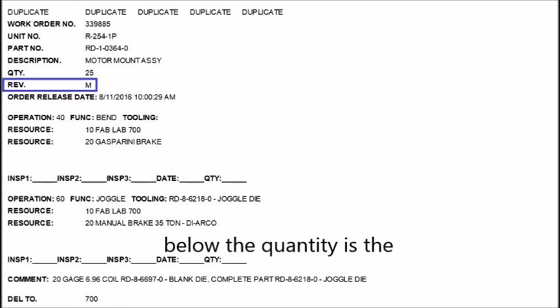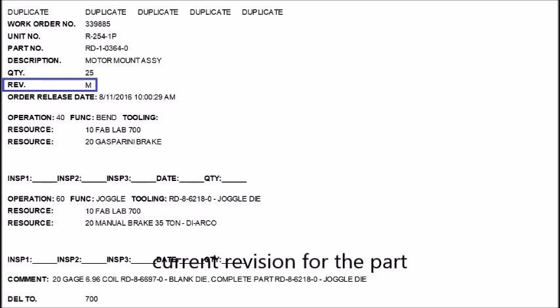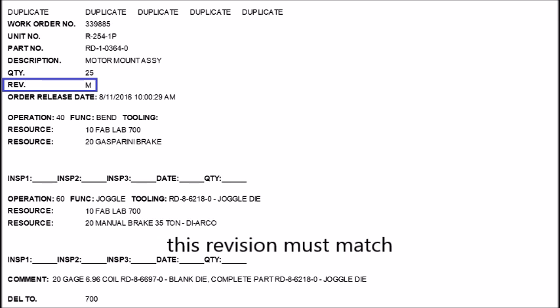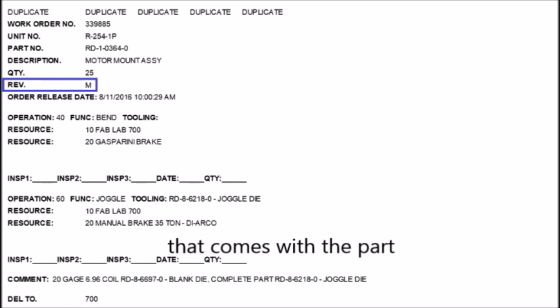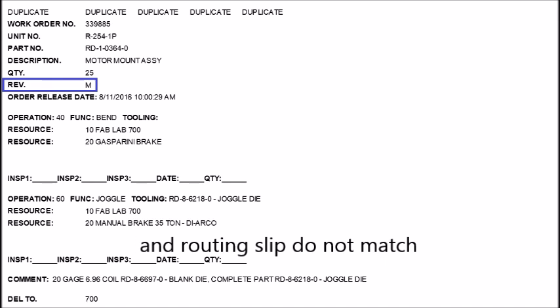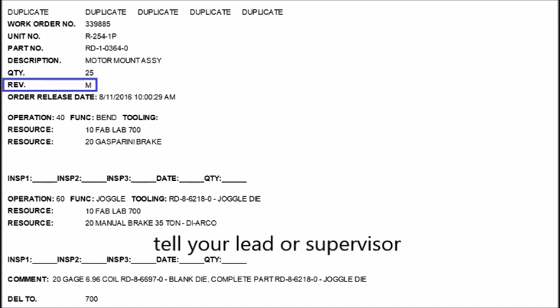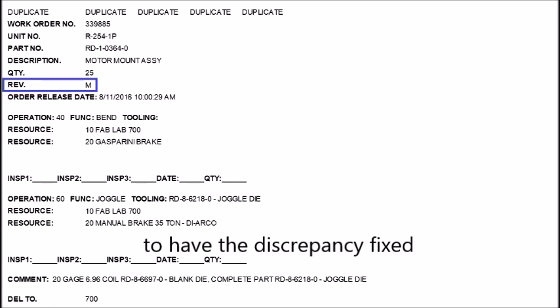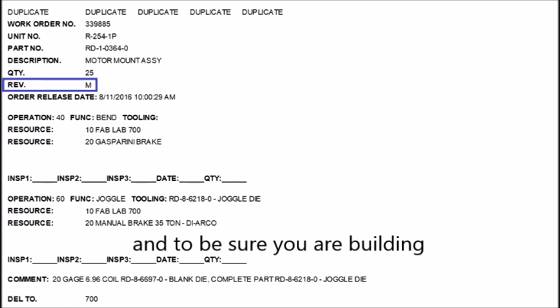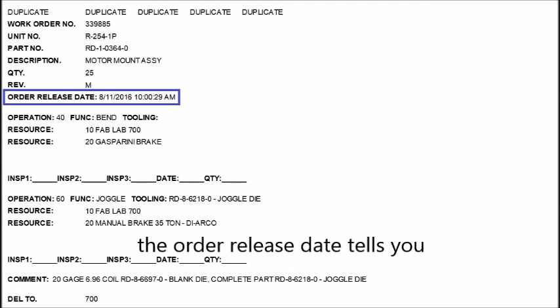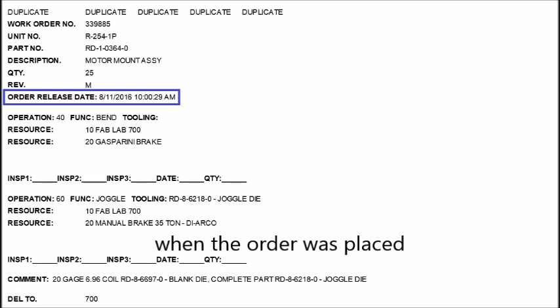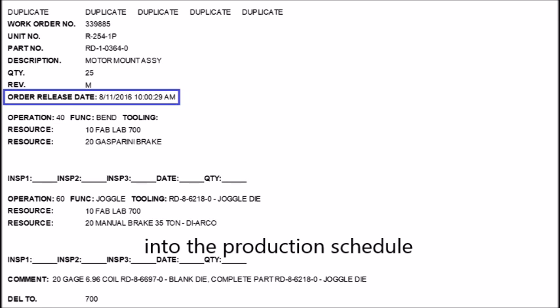Below the quantity is the current revision for the part. This revision must match the revision noted on the blueprint that comes with the part. If the revisions on the blueprint and routing slip do not match, tell your lead or supervisor to have the discrepancy fixed and to be sure you are building the correct part. The order release date tells you when the order was placed into the production schedule.